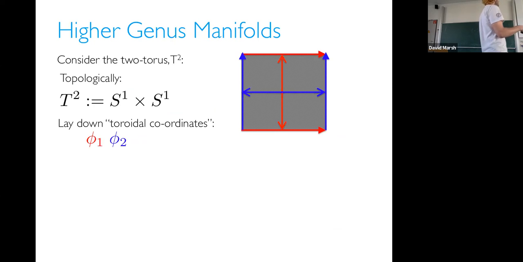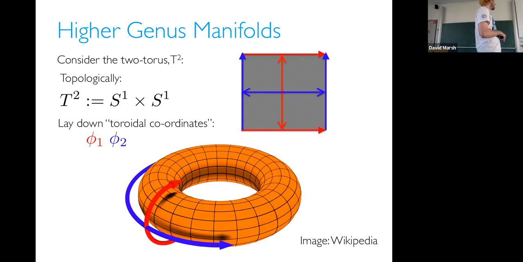I can then also, if I choose, lay down toroidal coordinates on this manifold, which follow these directions, the distances between my chosen lines, and you get a torus that looks like this. So this is the torus with toroidal coordinates on it. The coordinate phi2 runs around the belly of the donut, and the coordinate phi1 goes round and through the ring.